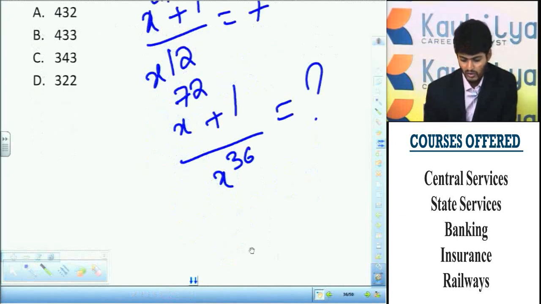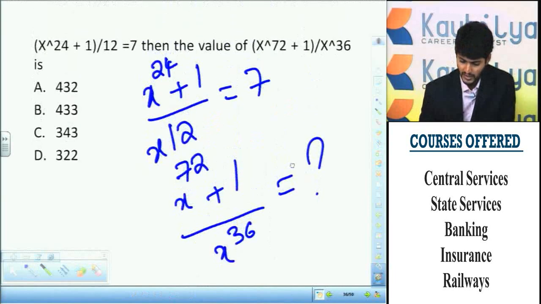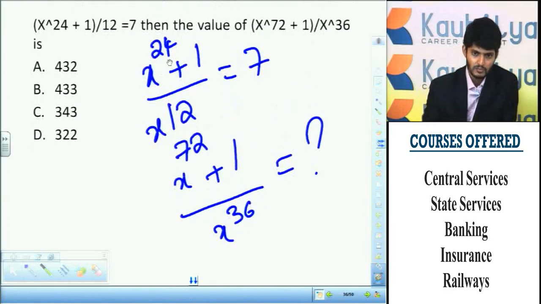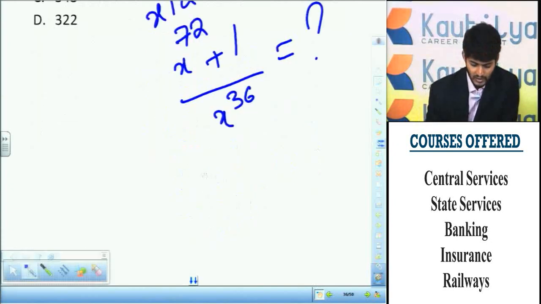X power 12, you have x power 36, you have x power 24, and you have x power 72. That means if you cube it, you basically end up getting the answer. But the most problematic part here is, if I cube a plus b, I will not get a cube plus b cube. I will also get something more. What is the formula for a plus b whole cube?